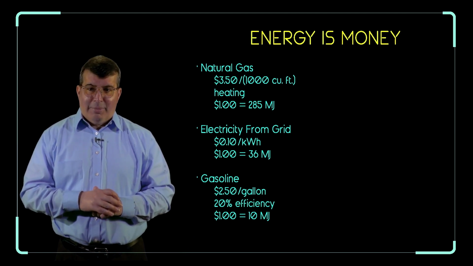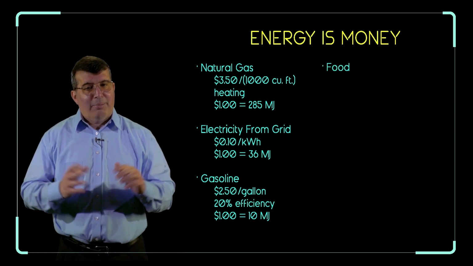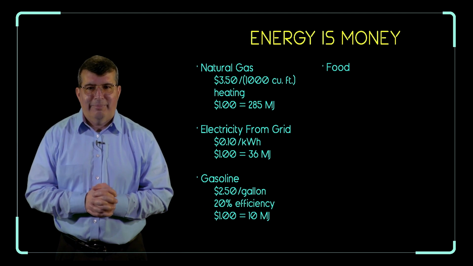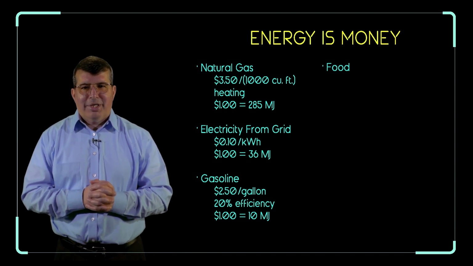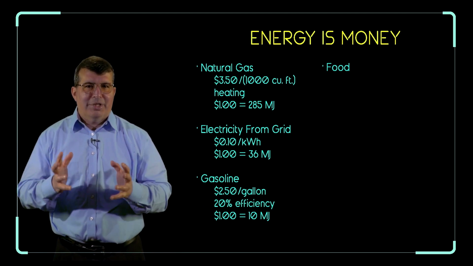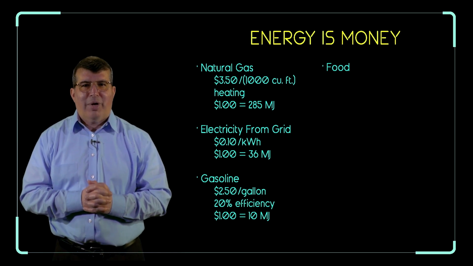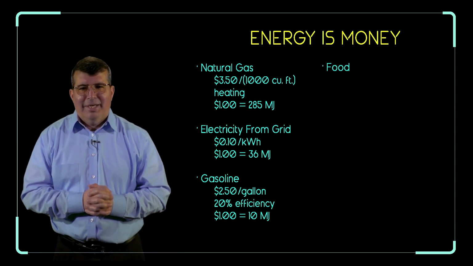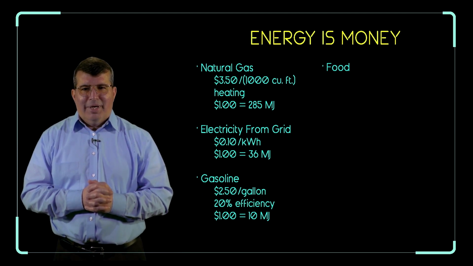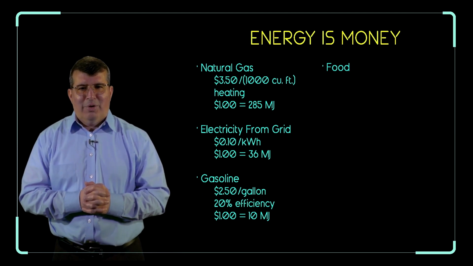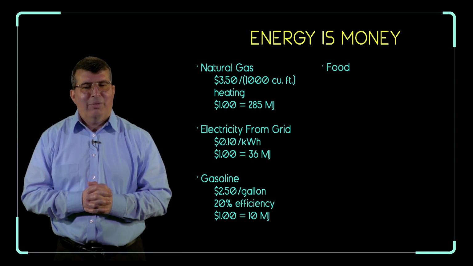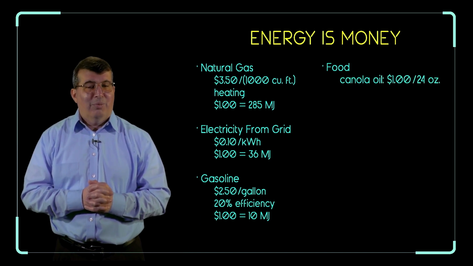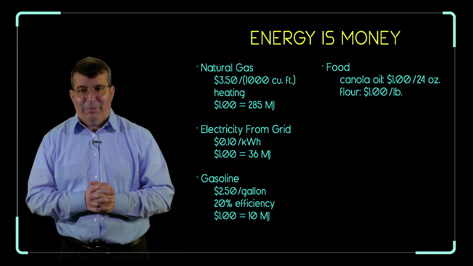Okay, let's talk about food. I thought about what's the cheapest kind of food I can buy, and I thought, well, I can buy some oil and some flour, get some water. I can make some kind of a cracker or tortilla out of that, or some kind of bread, and I looked for some canola oil. $1 would buy me 24 ounces of canola oil. Flour, $1 would buy me about a pound of flour.